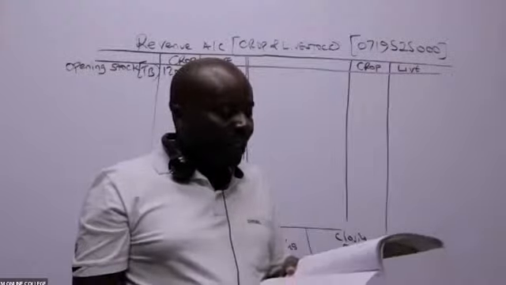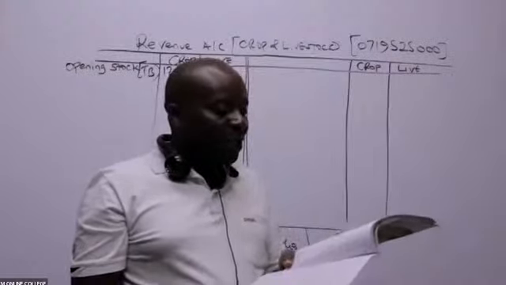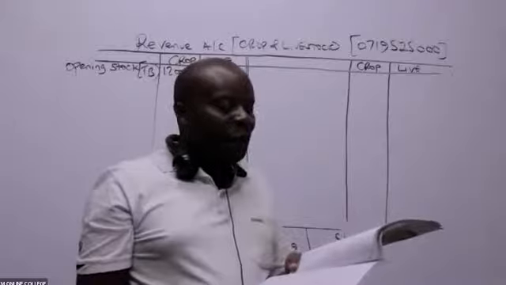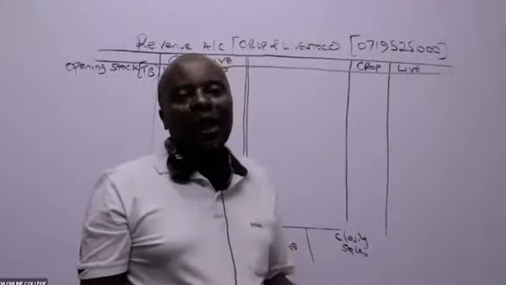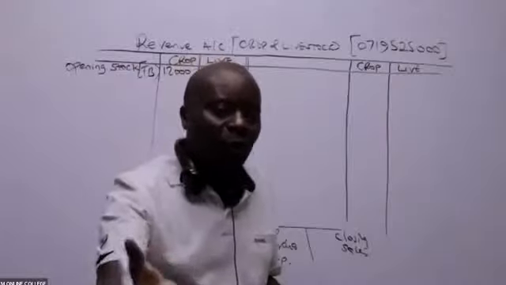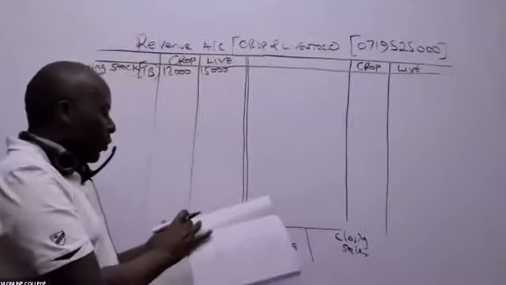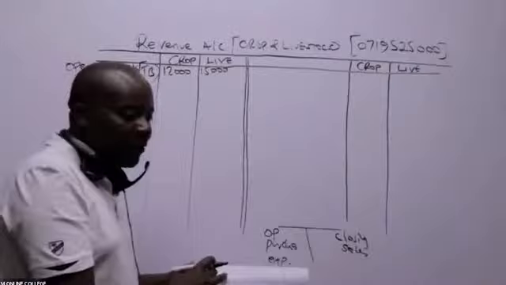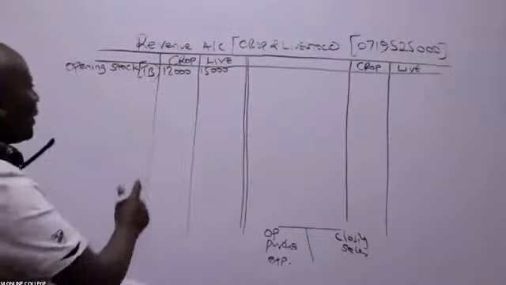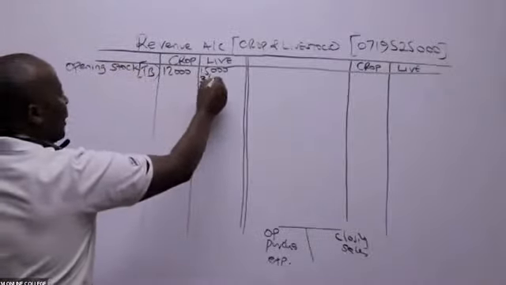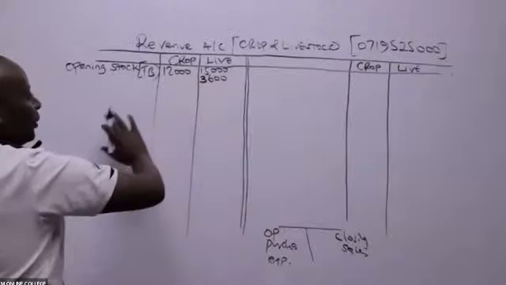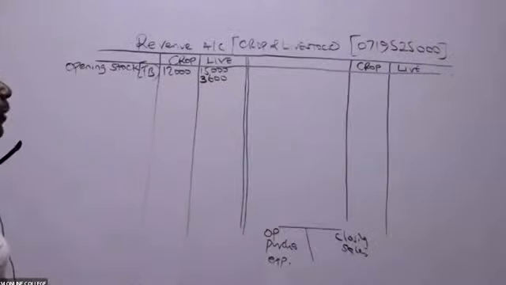Apart from that, we still have something on opening inventories. Livestock feeds. It's very clear that this is going to the livestock account. Livestock feeds, 3,600. You don't have to write another opening stock here. That's enough.